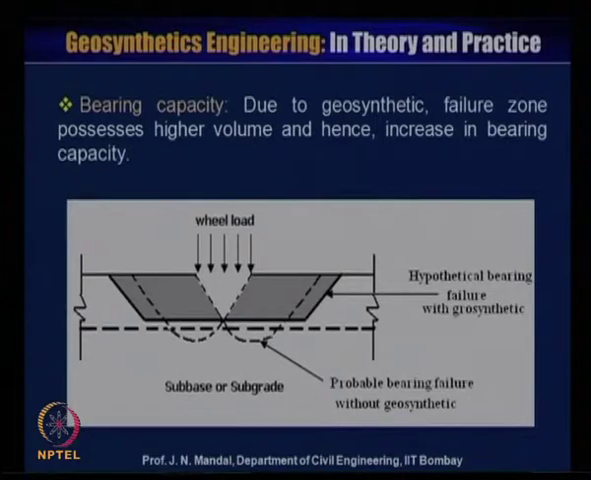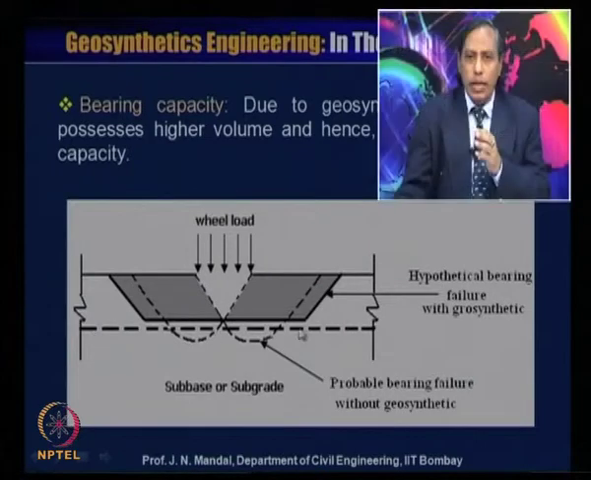Next, bearing capacity. So, you can see this is the wheel load, and this is where the geosynthetic material is placed. Due to geosynthetics, the failure zone possesses a higher volume and hence increases the bearing capacity. You see the conventional or probable bearing failure without geosynthetics, it is passing like this. This is the probable bearing failure without geosynthetics, like this dotted line.